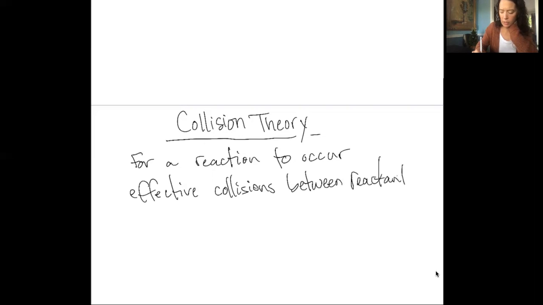For me to say just collisions must occur, I don't like it. Some of y'all are going to use it, but you're going to always write effective collisions. Effective collisions between reactants must occur, okay? Now, listen to me. Molecules can collide all day long, but if they're not effective, then no reaction is going to occur, all right? Just because one molecule collides with another molecule, that does not make those collisions effective, okay?